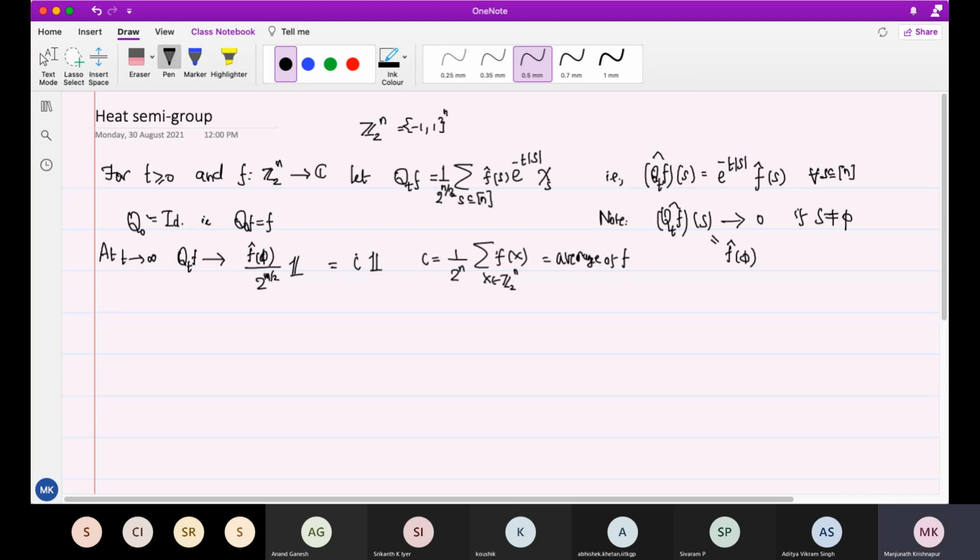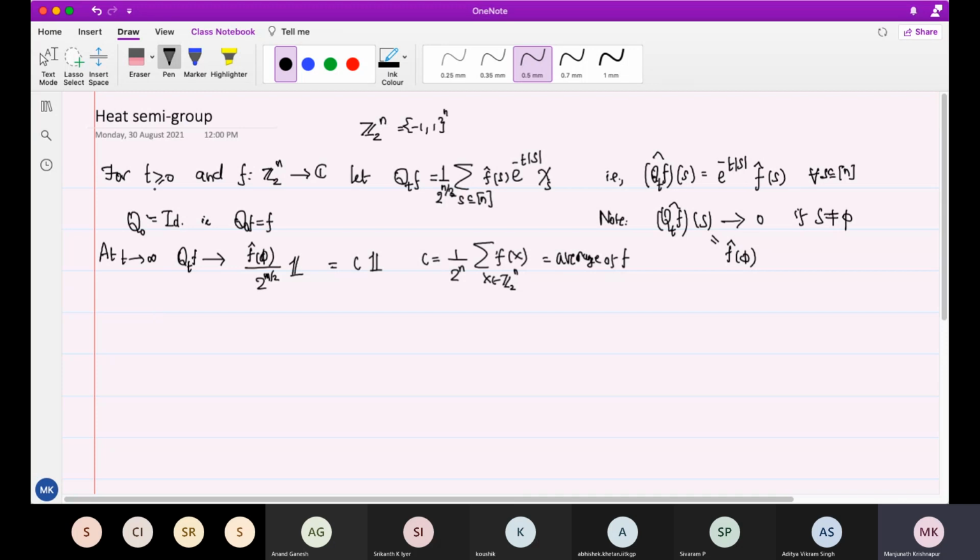Okay, so this is like heat flow. You think of f as temperatures. So Z2 to the n is your domain. At each point there is a temperature to start with that is indicated by f of x. And as time progresses, heat flows from higher to lower levels, and ultimately everywhere the heat will get equalized. And that is the way you think of this. Okay. In fact, I will make that more precise.